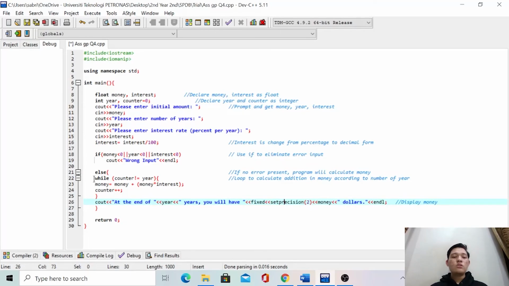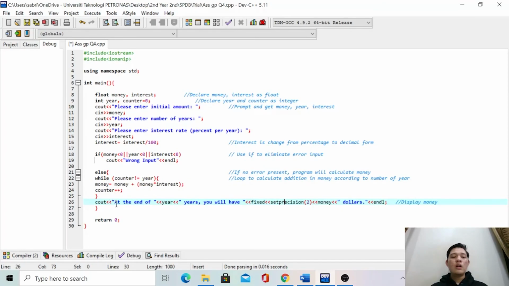So I use a while loop. This is the condition, which is counter not equal to year. So the loop will continue until counter equals year. In this loop, money equals money plus money times interest. Money times interest is the addition of money after a year. This is the money at the beginning of the year, and in total we will get the money at the end of the year. Then counter plus plus. So this loop will continue to happen until counter equals year.